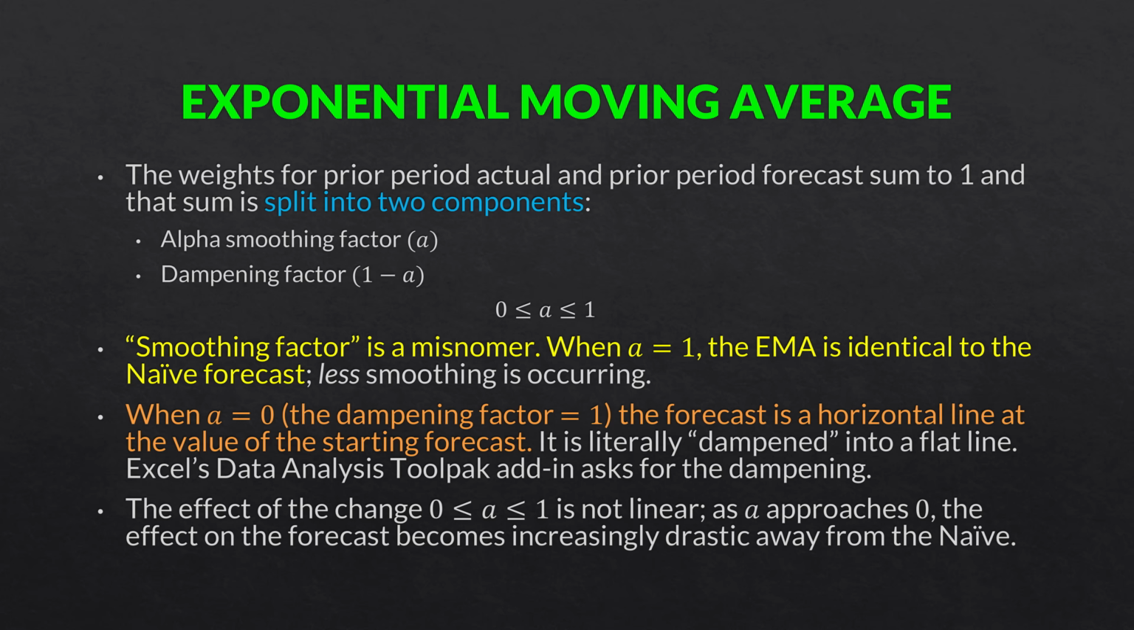The effect of the change as alpha goes between 0 and 1 is not linear. As alpha approaches 0, the effect on the forecast becomes increasingly drastic away from the naive, and that should make sense. This is an exponential moving average, so the steps between 0 and 1 with respect to alpha are not linear, and we'll see that here in a minute visually.